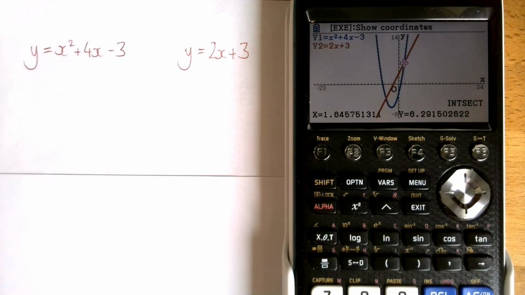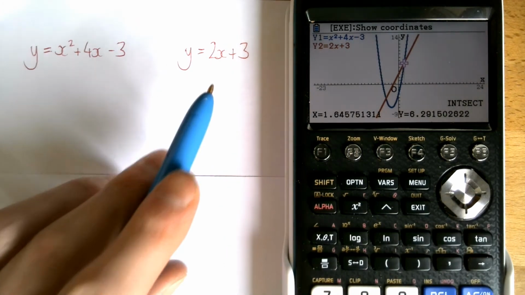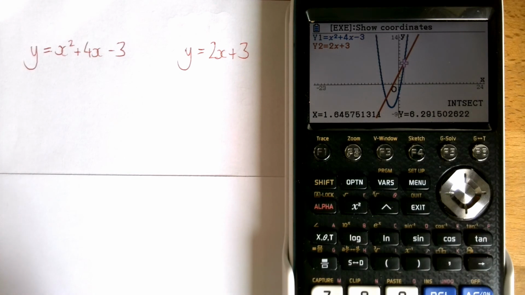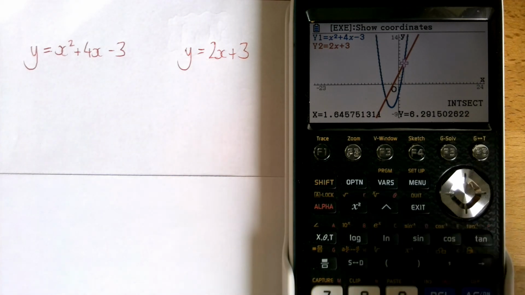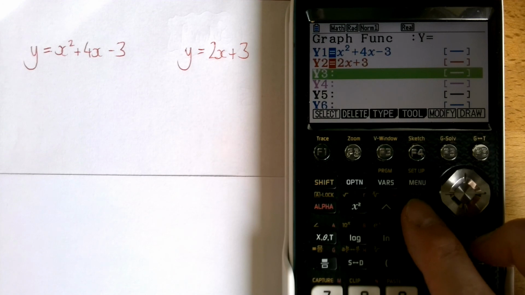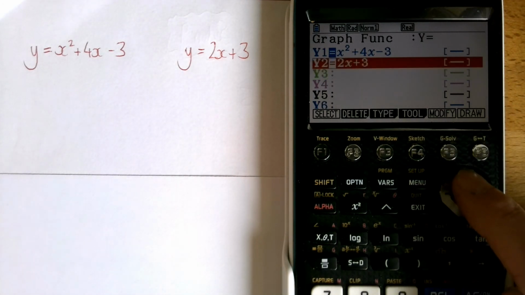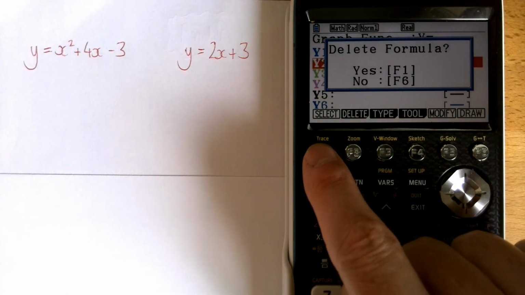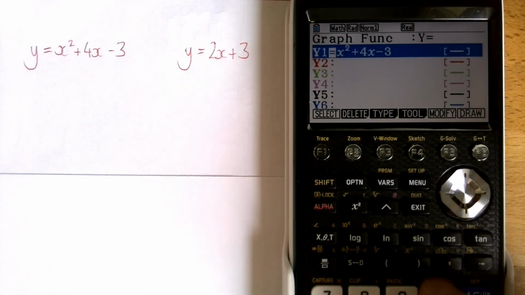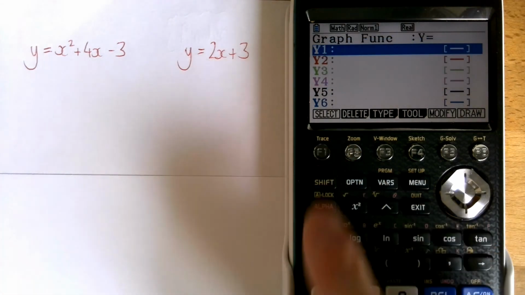Now, be clear, we still need to use the algebraic techniques to actually work out those values. So the calculator cannot replace those techniques, but what we can do is use it to check that we've got the right answer. So let's just exit from there, back to here. I'm going to delete those two functions, so I go up to the first one, press delete, F1 to confirm, up to the second one, delete, F1 to confirm.